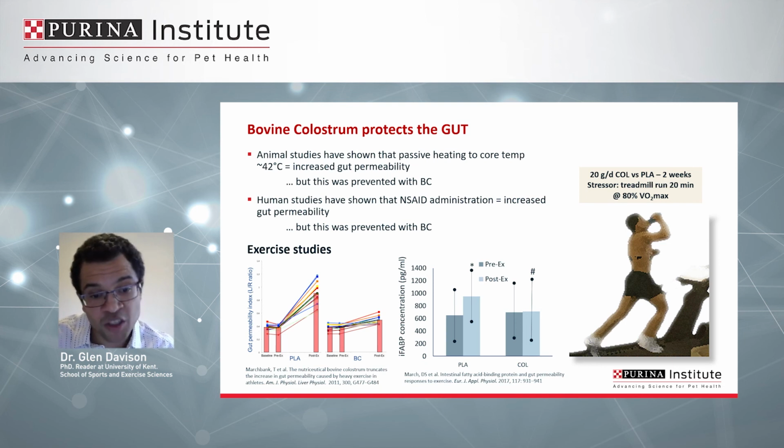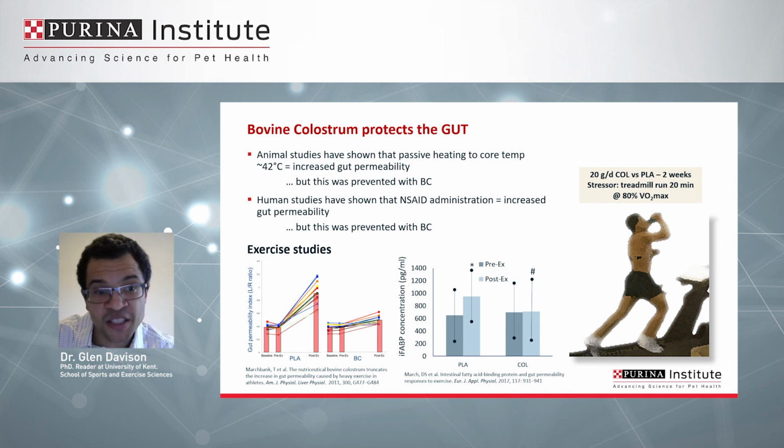However, the bars to the right of this graph show the same scenario, but where the participants have had bovine colostrum as opposed to placebo for the 2 weeks before that exercise stressor. And what you can see here is we get a substantial blocking or a substantial blunting in that exercise-induced increase in gastrointestinal permeability. And this is probably caused in part by the protective effects of bovine colostrum on the gut and limiting the amount of damage to the cells of the gut lining and therefore better maintaining that barrier function.